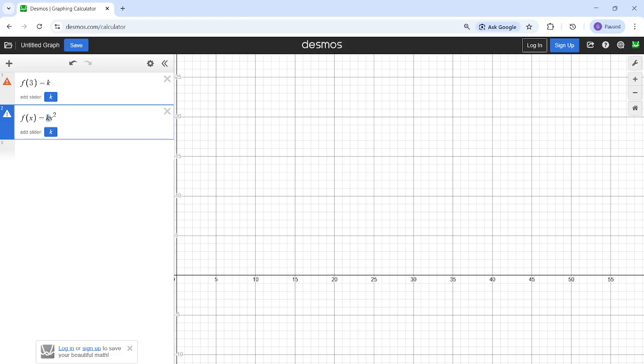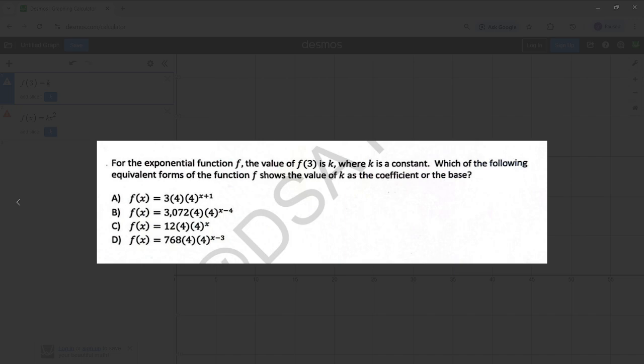The question is asking, if f of 3 is k, which of these functions have k as their value? Now, how do we find k? We know that f of 3, which means replacing x with 3, equals k. Now we put 3 instead of x and see whether the answer of that function becomes the base or the coefficient of the same function. Let me show you how to do this on Desmos.